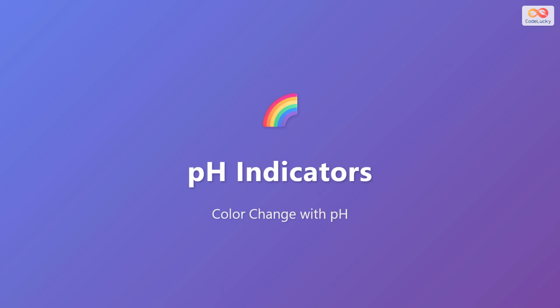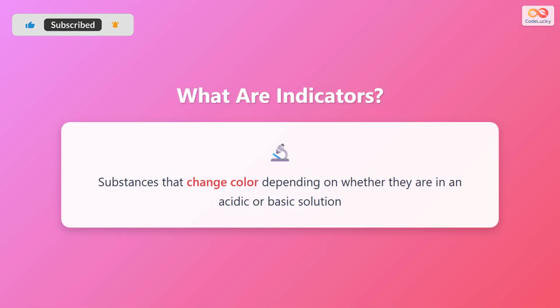pH indicators. Color change with pH indicators are fascinating substances that help us identify whether a solution is acidic or basic simply by changing color. What are indicators? Indicators are special substances that change color depending on whether they are in an acidic or basic solution. Think of them as chemical detectives that reveal the nature of a solution through their color transformation.